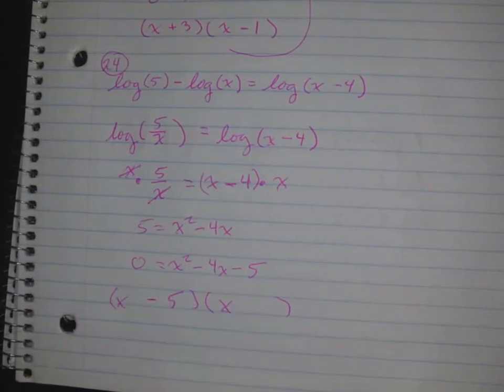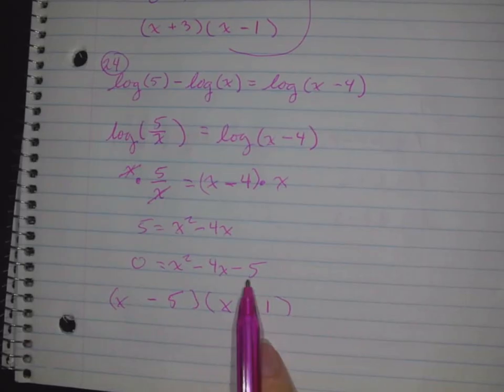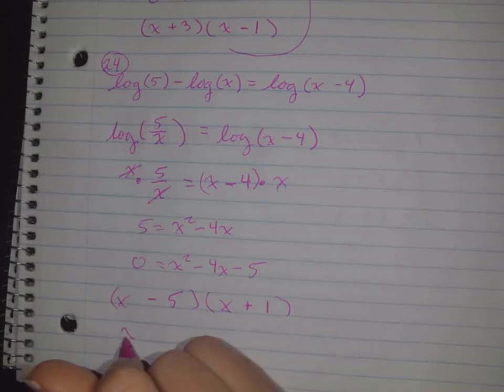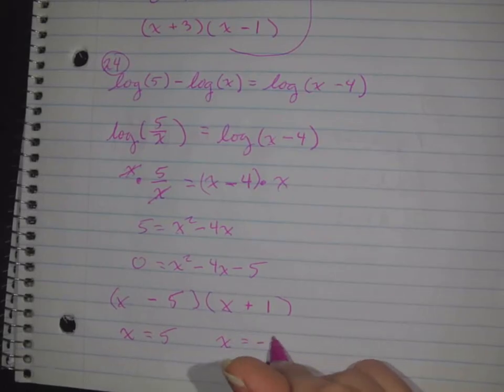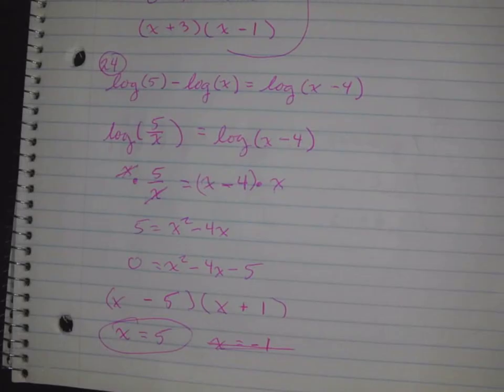So if we do a -5 and a +1, they multiply to -5 and they add to -4. All right, great. And so this would mean we have x is equal to 5 and x is equal to -1. And then I bet it's the positive and not the negative.